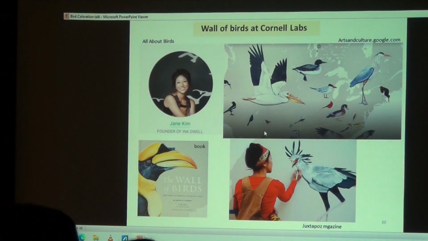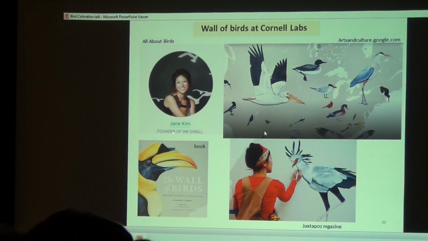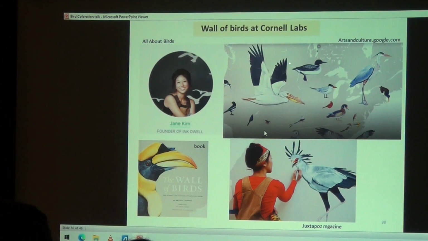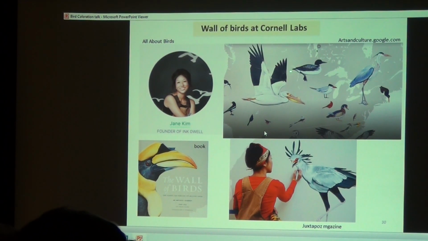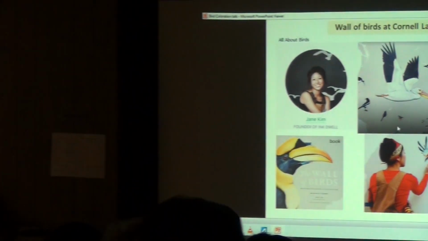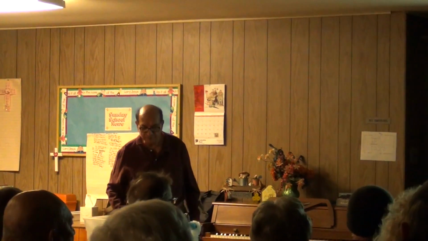So after all these wordy slides, I want to end on a more colorful note. The artist Jane Kim has, over a space of a couple of years, painted this spectacular mural at the Cornell Labs. And this is just an outstanding tribute to bird diversity and color. There's actually a companion book, which I brought with me. If you'd like to have a look at it after the talk, please feel free to do so.